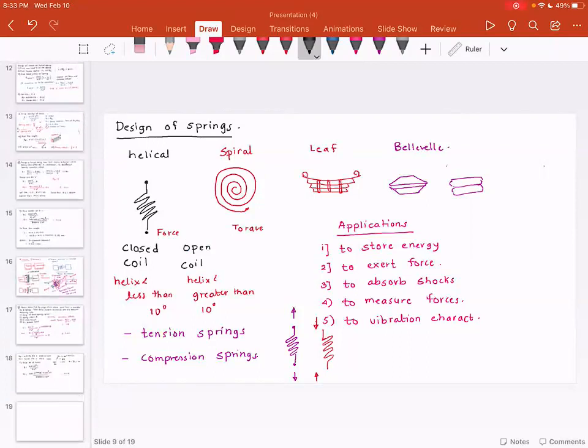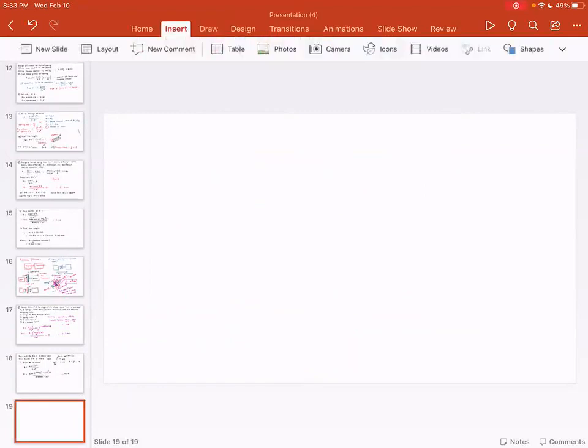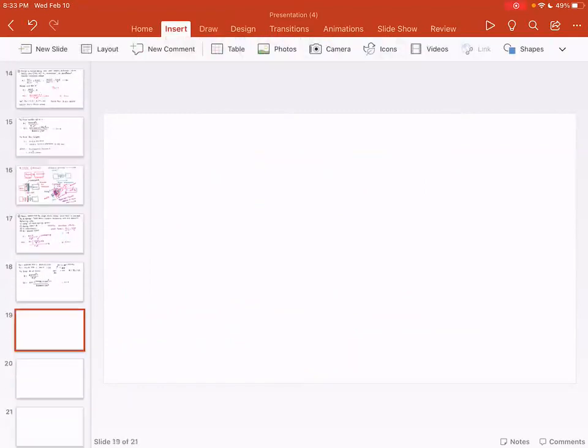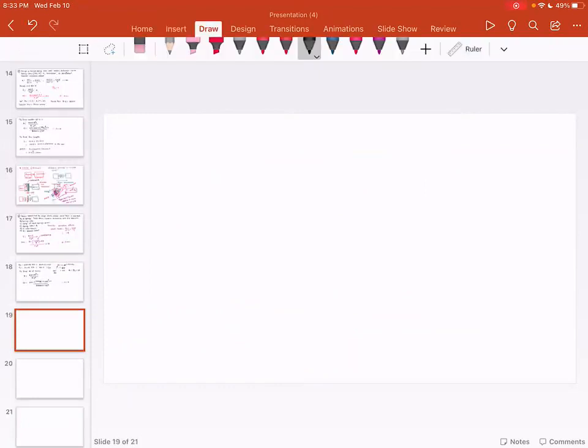The helical springs are based on the torsion principles. The leaf springs are based on the bending. So let me give you the design process for design of leaf spring. And there are two procedures given in the textbook. You can follow any procedure.